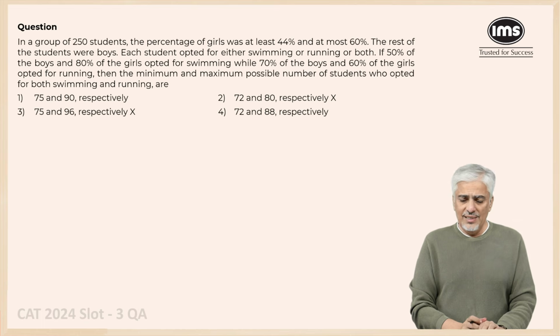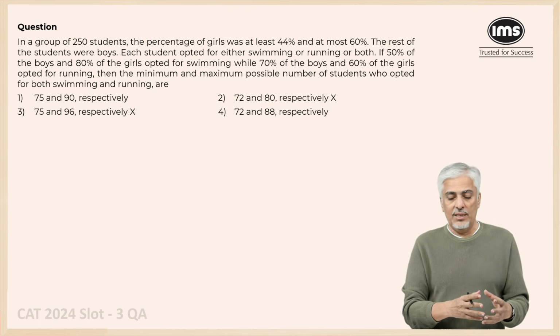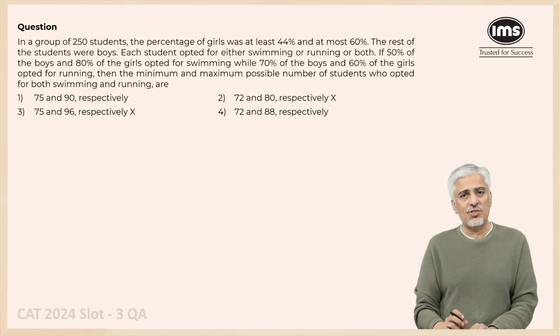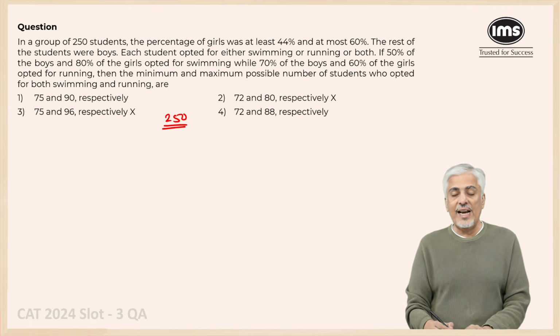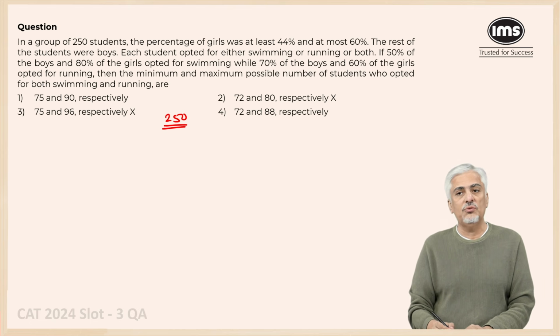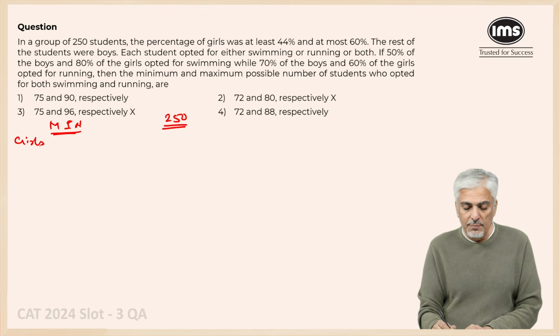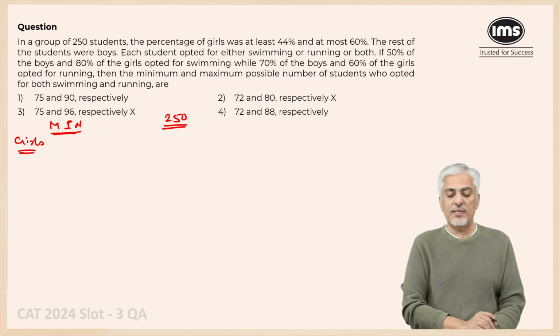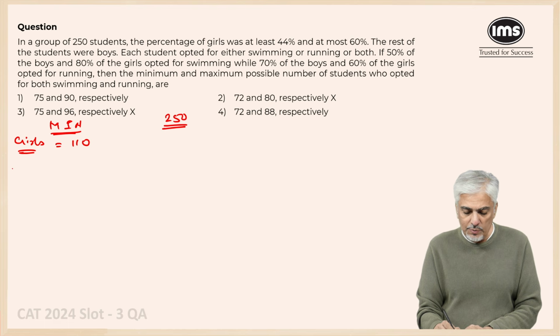Let's have a look at the next question. Slightly longer to read. Lot of things were given. It looked like a maxima minima question, but actually was a very straightforward question. Pay attention carefully. In a group of 250 students, so there were totally 250 students, the percentage of girls was at least 44% or at most 60%. So, girls minimum, so if I am taking the minimum condition for girls were minimum 44%. How much is 44% of 250? I think it will be 110. So, girls were 110, which means boys were 140, right?